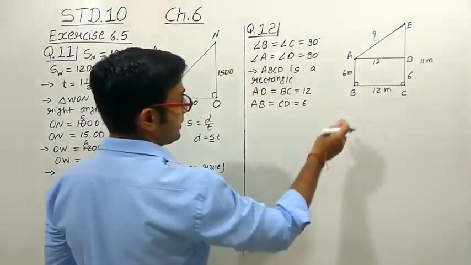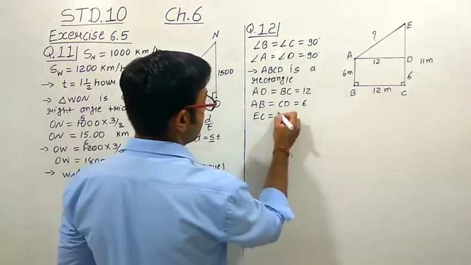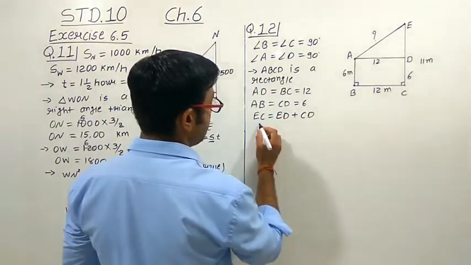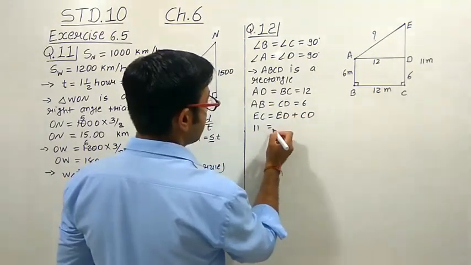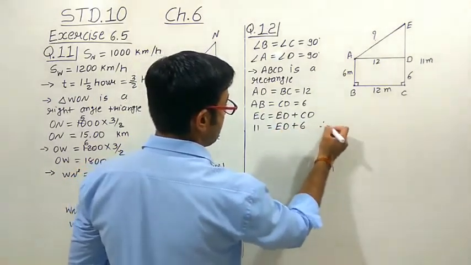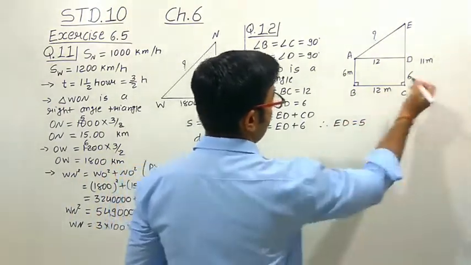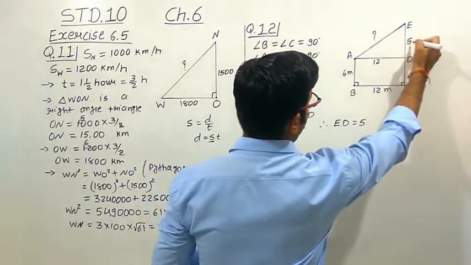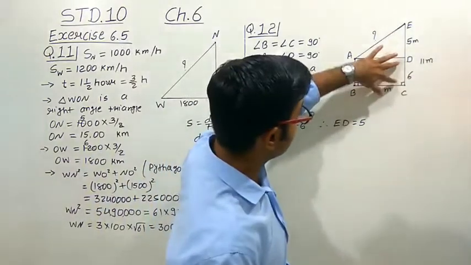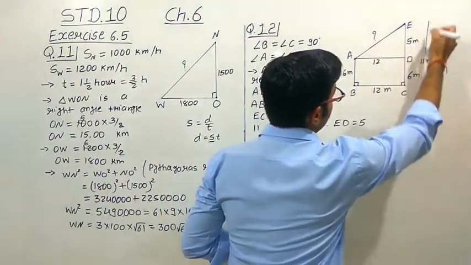Now see, total EC is 11. So EC is divided into two parts. EC is equal to ED plus CD. Now EC is equal to 11. We don't know ED, but CD we have, that is 6. Therefore we can write that ED is equal to 5. So now this will be 5 meters. C to D is 6 meters, E to D is 5 meters, and the total distance from here to here is 11 meters.